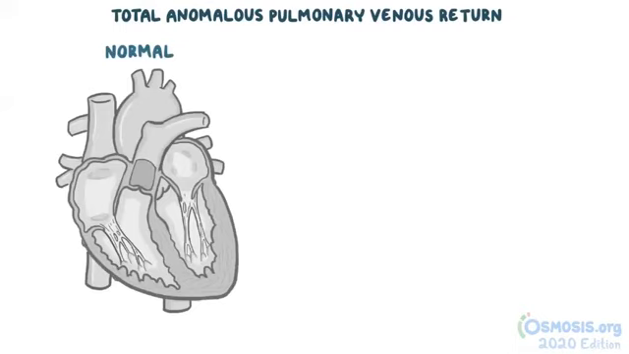Fourth is total anomalous pulmonary venous return. Normally, oxygen-poor blood returns to the right atrium from the body, travels to the right ventricle, and then it's pumped through the pulmonary arteries into the lungs. Oxygenated blood returns to the left atrium from the lungs through the 4 pulmonary veins. It makes its way through the left ventricle and is pumped through the aorta out to the body.